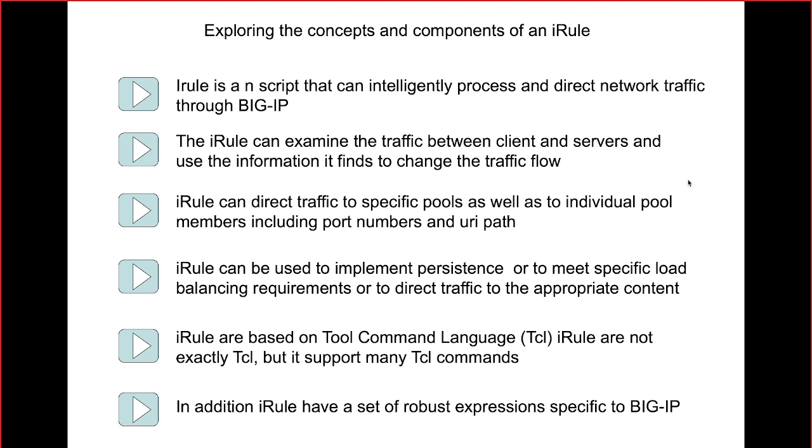Right? So iRule can direct traffic to specific pools as well as to individual pool members, including port members and URI path. What is URI? What does URI stand for? How do you differentiate that from URL? Uniform Resource Identifier or information, that's what we call a URI. Host information plus the rest of the port numbers and the details together, we call it a URI. URL is a fully qualified domain name. You understand what I'm saying?